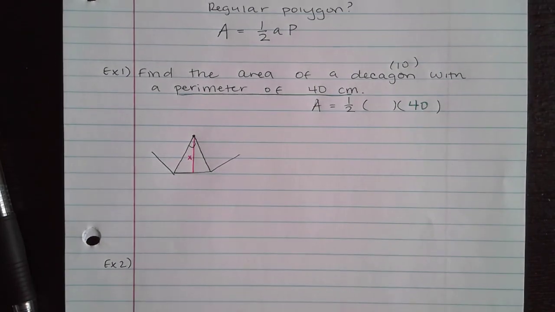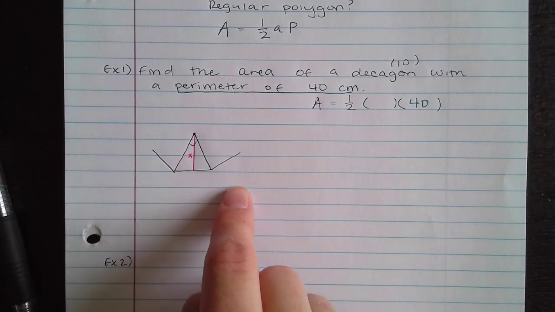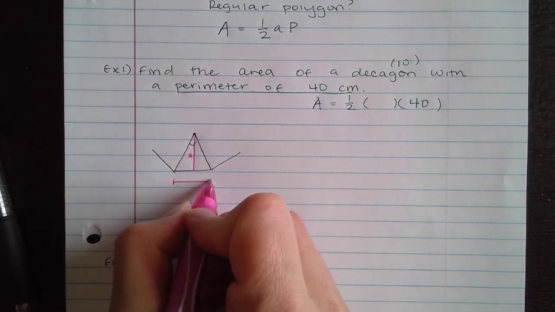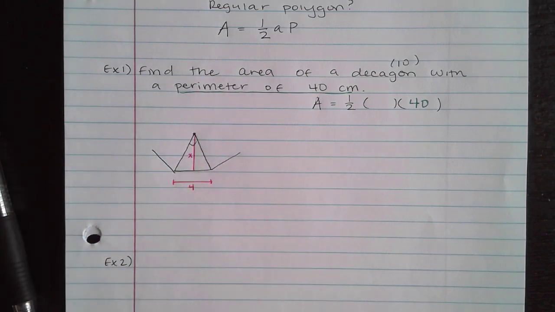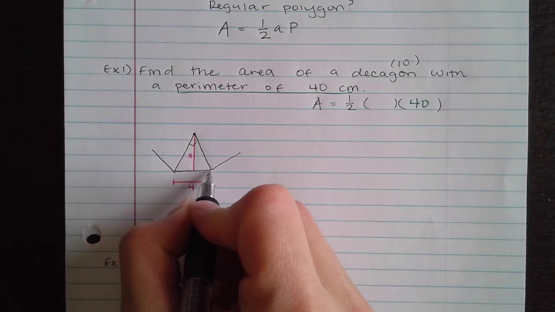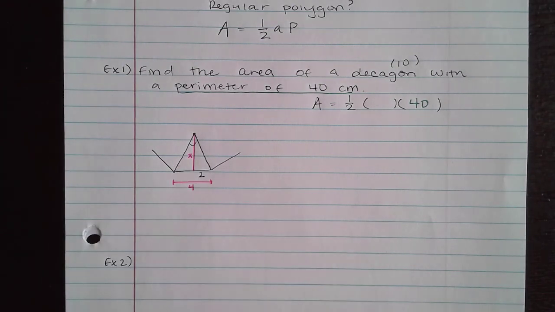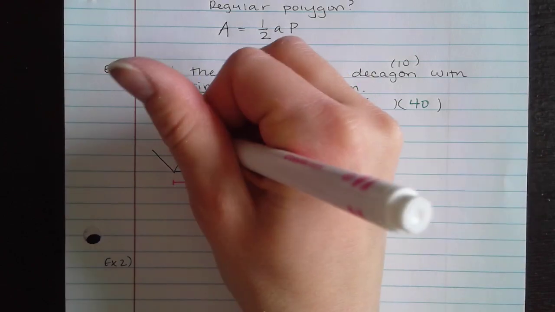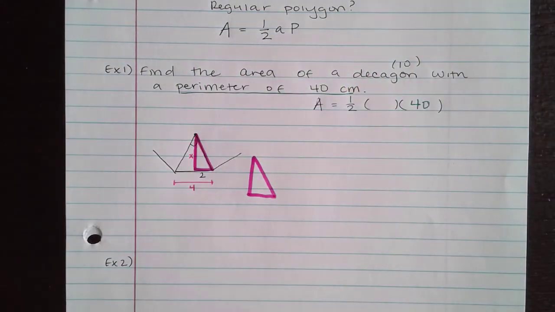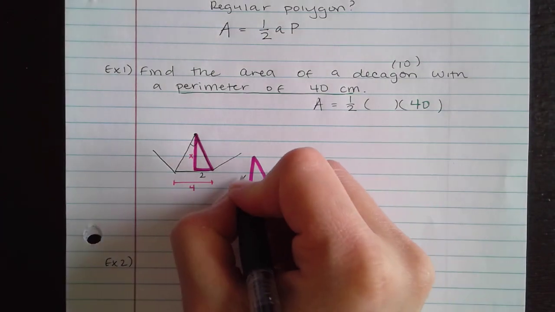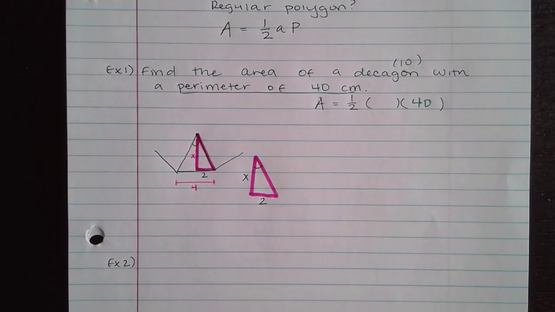I don't know what that is, but I do know that the whole perimeter is 40. And if there's 10 sides, then this whole side here is 4, because if there's 10 sides and the perimeter is 40, that side's 4, which means this little piece right here is 2. And just like we did yesterday, I'm going to use another color, and I'm going to draw out a bigger triangle because I think that's really helpful so that we can fill in what we know. This is what I'm looking for. I know that this is 2, and what's that angle right there?